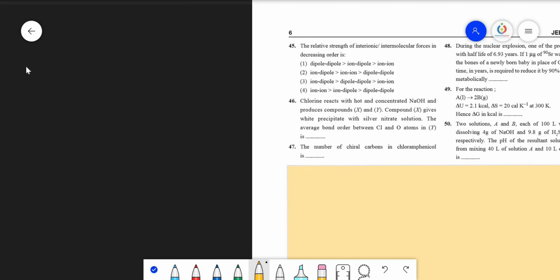Let us solve question number 45. The relative strength of interionic or intermolecular forces in decreasing order is... So basically they had given dipole and ion interactions. So two types of interactions are there. One is dipole, the second one is ion interactions. You must understand one thing: whenever an ion is there, it means that a complete charge is present.